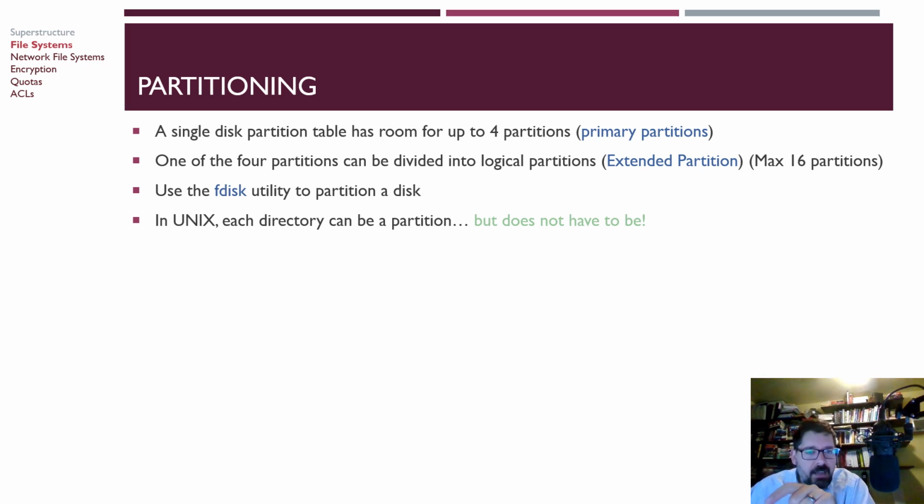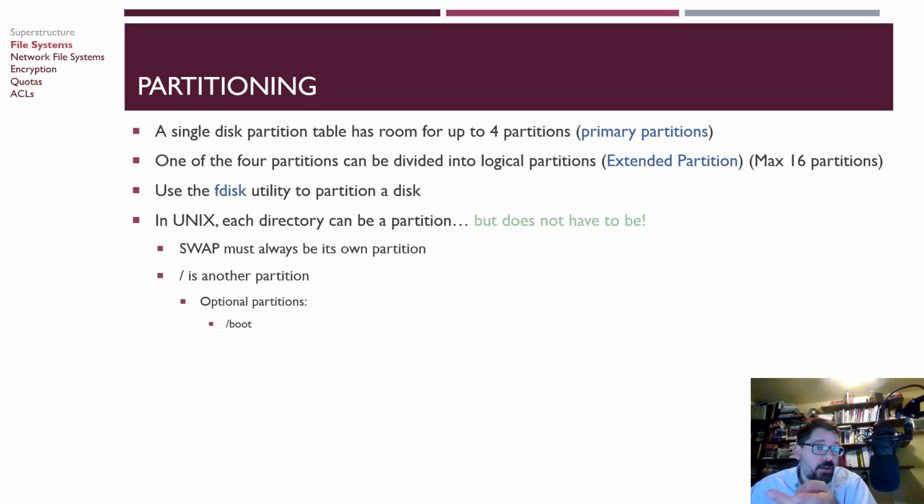In UNIX, each directory can be a partition. Doesn't have to be, but different directories could be. Swap always has to be its own partition, right? So at a minimum, you're always going to have swap, and you're always going to have root, which is another partition. Those are the only 2 required partitions for a Linux system. Beyond that, you don't have to have any other partitions.